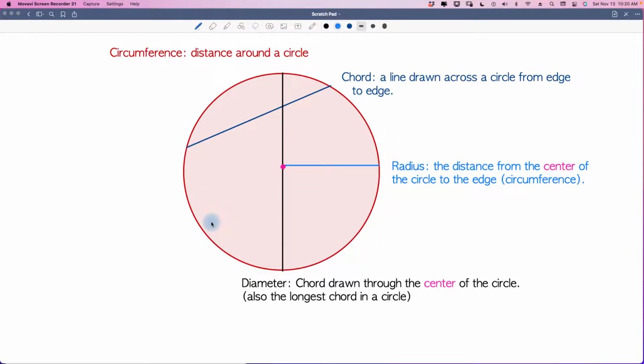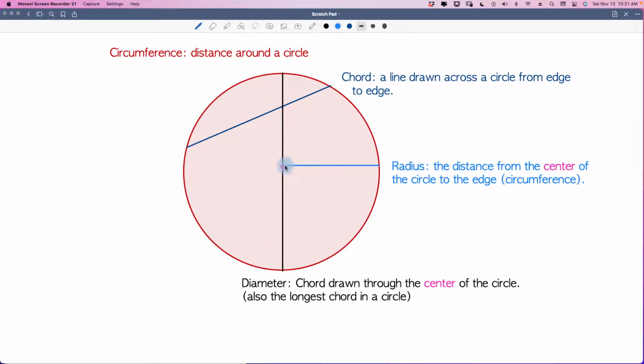Okay? Now, a chord is any line that is drawn from circumference to circumference or from the edge to the edge. So it could be from here to here or here to here. In fact, the diameter is a chord also. It is a chord that is drawn through the center of the circle. It cuts the circle exactly in half, and it is also the longest chord.